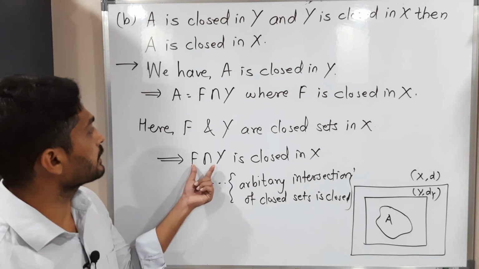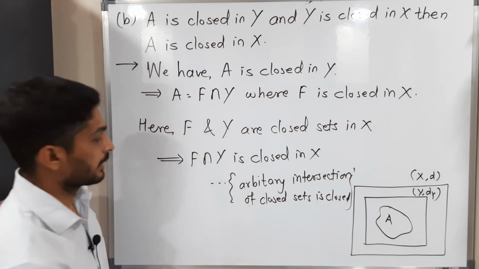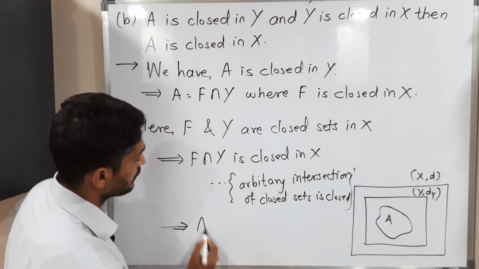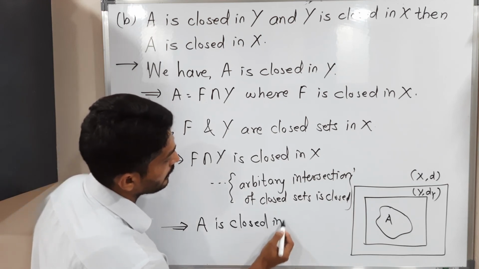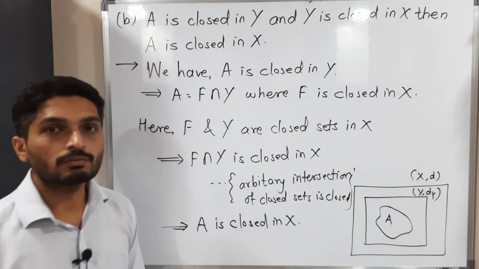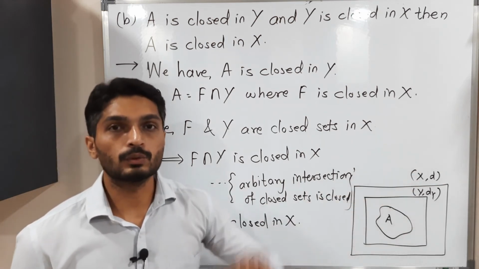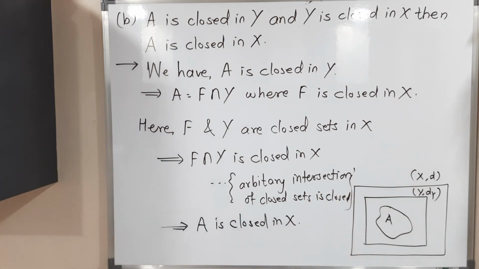But F intersection Y is nothing but A. So therefore the conclusion is A is closed in X. In this way we proved our set A is closed in X. So we completed this theorem here.